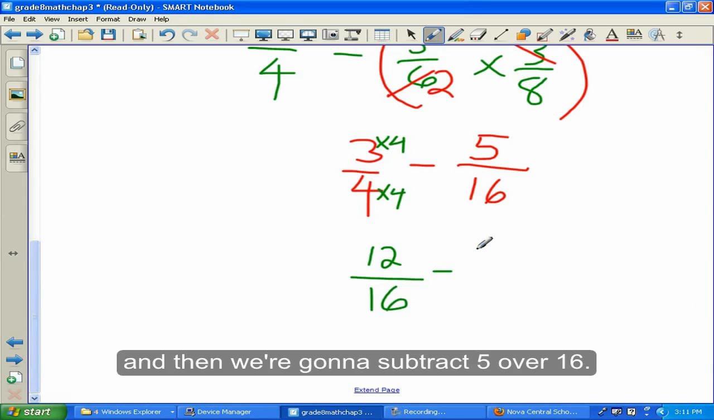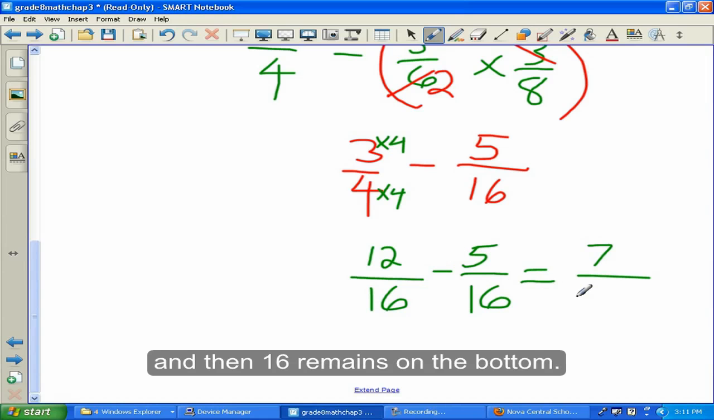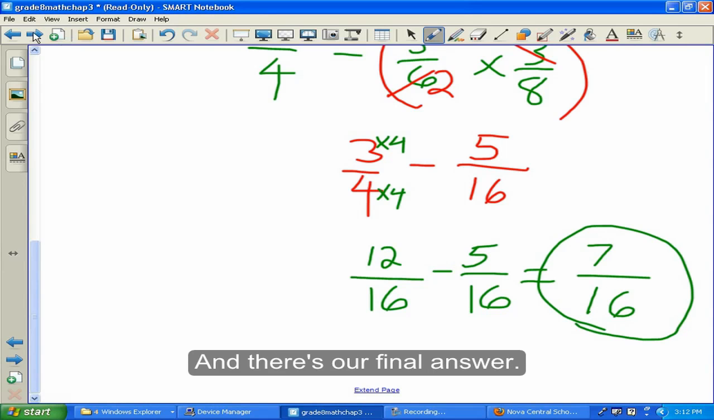And then we're going to subtract 5 over 16, and then it's just a matter of 12 subtract 5 is 7, and then 16 remains on the bottom. And there's our final answer.